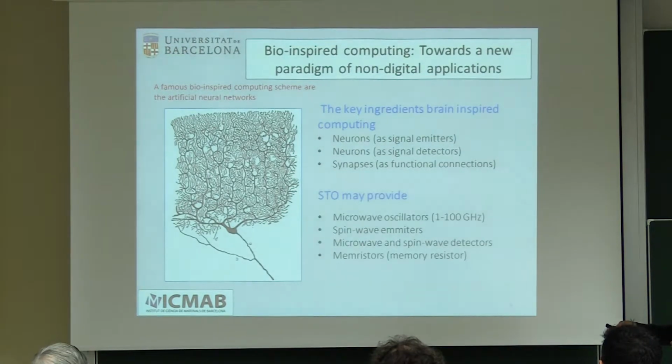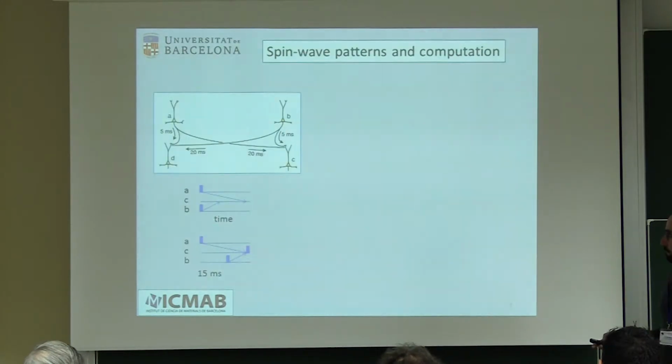So the spintronics oscillators, actually what they provide is that we have oscillators at the gigahertz range, probably hundreds of megahertz for vortices. They can emit spin waves. We'll get into that part. And they can be used as microwave detectors as well because of the GMR and TMR. And actually they can also be used as memristors in some cases. I'll tell you when.